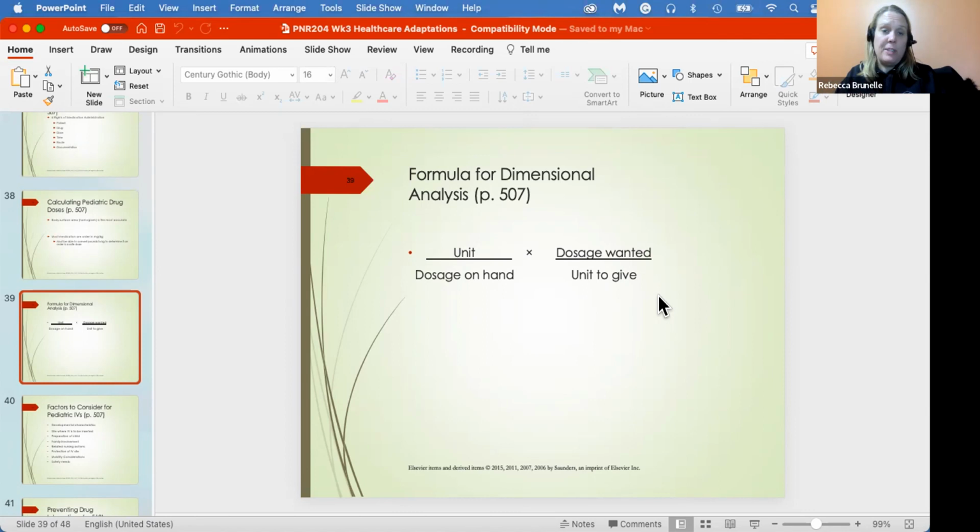I set them up the same way that you do, where what I have is 500 milligrams and 5 mLs, and what I want is 300. So it's 300 milligrams over X. And then I cross multiply and I solve for X. And if anyone has any questions about that, I can go over it in more detail in a tutoring session.